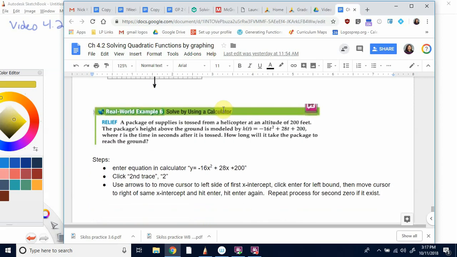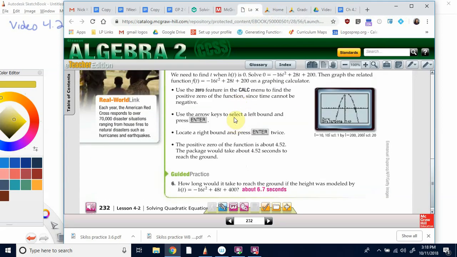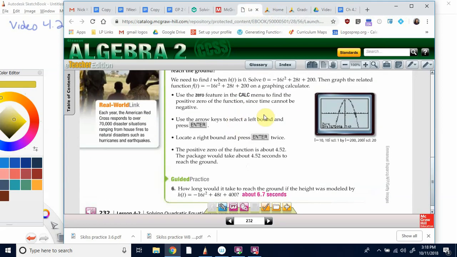It says a package of supplies is tossed from a helicopter at an altitude of 200 feet. The package's height above the ground is modeled by this equation: H of t equals negative 16t squared plus 28t plus 200, where t is the time in seconds after it is tossed. They want to know how long it will take the package to reach the ground. We can actually use our calculator here to find the solution. We could graph it, yes, but we could also put it in our calculator.